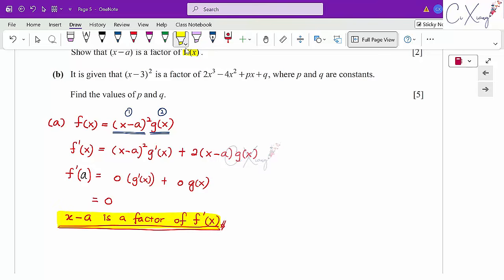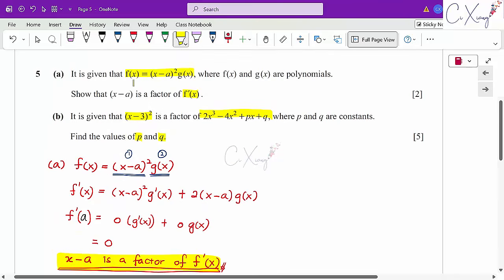Okay, and next, part B. Now, it is given that (x minus 3) squared is a factor of this particular function, where p and q are constants. Find the values of p and also q. Alright, so for our question here, in the first part, since they tell us we are having the function f(x), when we have this pattern (x minus a) squared, if you compare it with part B, it is something like (x minus 3) squared.